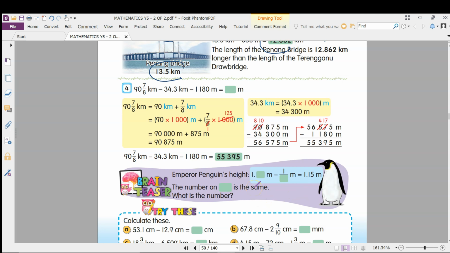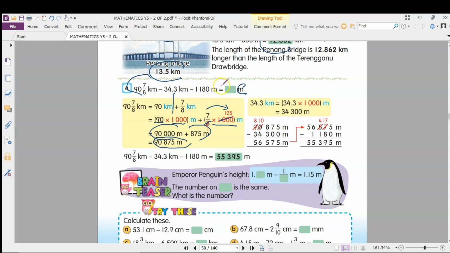Example 4. Question asking for meters. So you have to change to meters first. Now the first one, split them apart. 90 times 1000 meters. 7/8 times 1000 meters. So this is 90,000 meters. Divide 8 is 125. 7 times 125 is 875. And then you add together, you put them back, 90,875 meters.